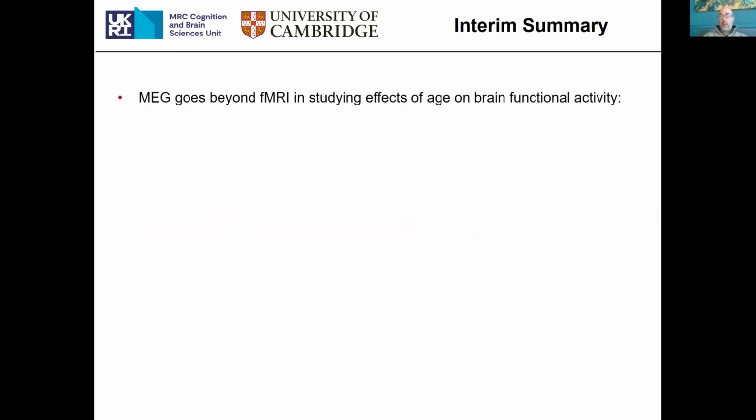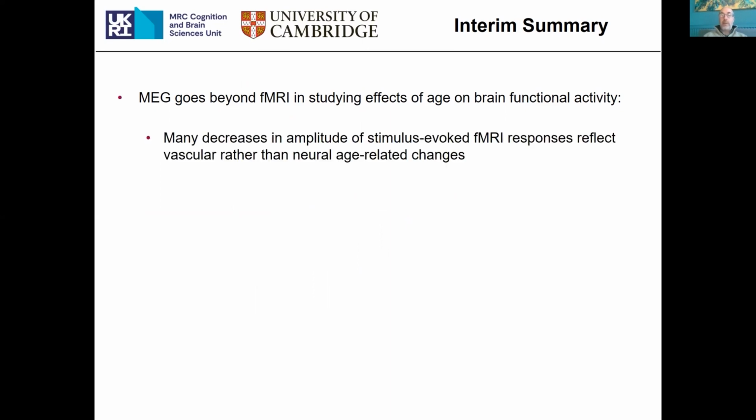So at this interim stage, I wanted to summarize the first part, on healthy aging. The main purpose again was to show that MEG goes beyond fMRI in studying the effects of age on functional activity, because there are many decreases in amplitude of the fMRI response to visual stimulation or auditory stimulation, which appear to reflect vascular rather than neural effects.